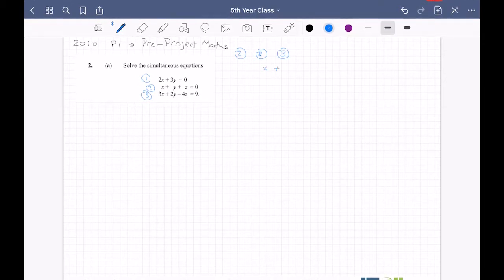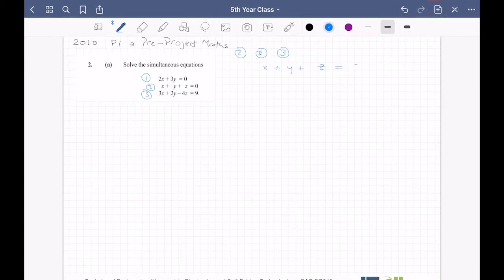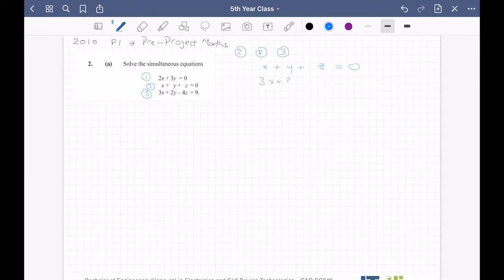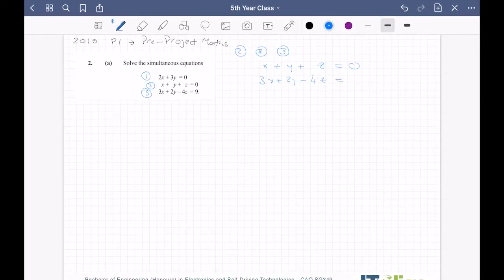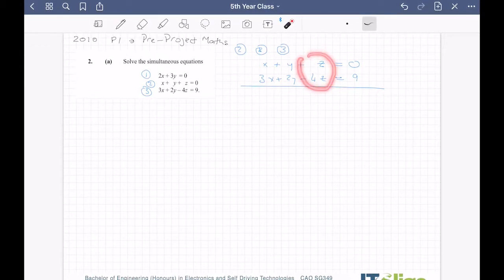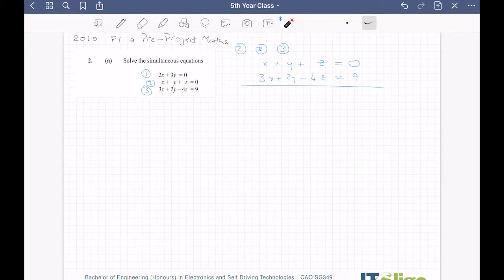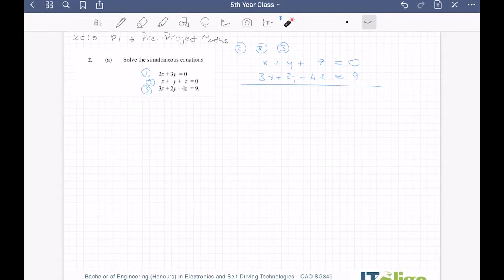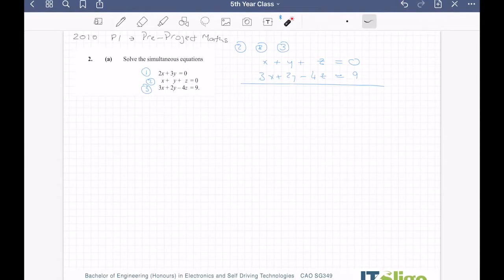together. So it's x plus y plus z equals 0, and 3x plus 2y minus 4z equals 9. Like I said, it makes sense to cancel the z's so that it matches up with the top one here. When I say cancel, I mean cancel to 0.